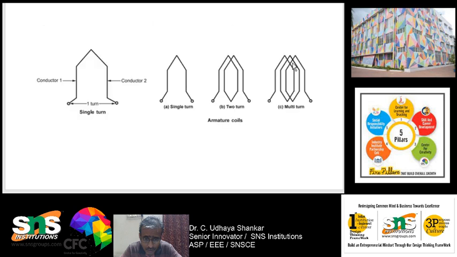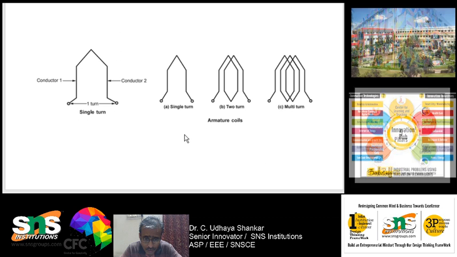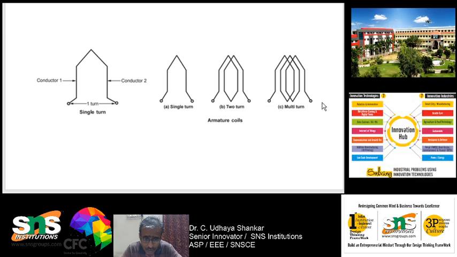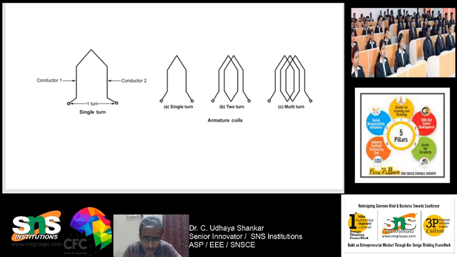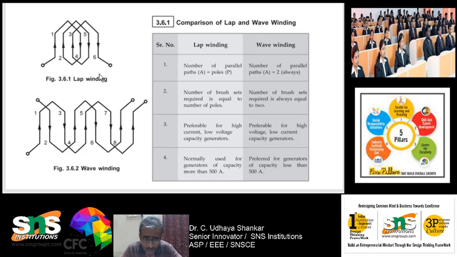Finally we will discuss how the windings of the armature are arranged. It can be a single turn, a two turn, or multi-turn. These are the different types of windings of the armature coils. Depending on our requirement, for example, if the power requirement is very high, we have to go with multi-turn. If the power requirement is very low, we can go with a single turn. According to our requirement, we can choose which type of turn is suitable for our application. And as I've already told, there are two types of winding: one is called lap winding, the other is called wave winding.